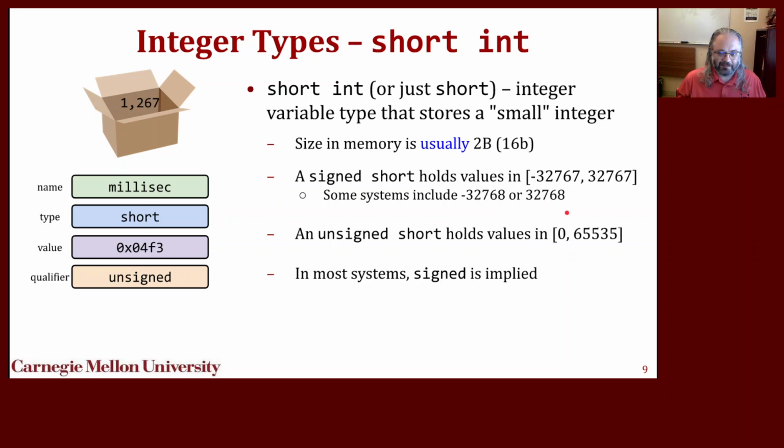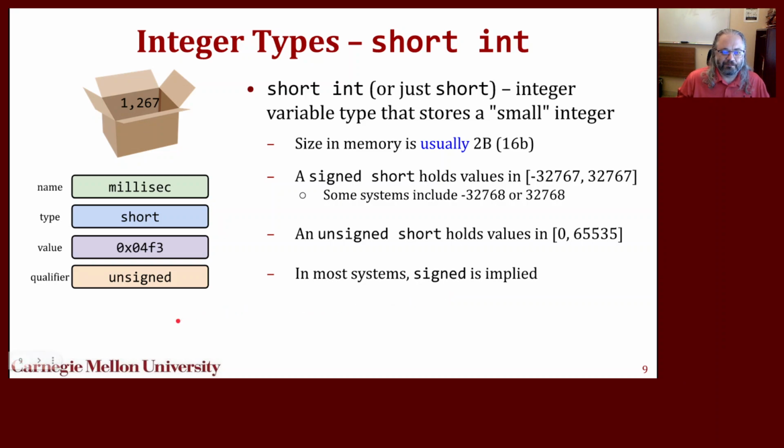That's system dependent. If you have an unsigned short, the range will include all non-negative numbers that can be represented using 16 bits, so 0 up to 2 to the 16 minus 1. Again, in most systems, if you don't specify signed or unsigned, the default will be signed. So if you just declare a short variable or a short int variable, the system will create a signed variable.